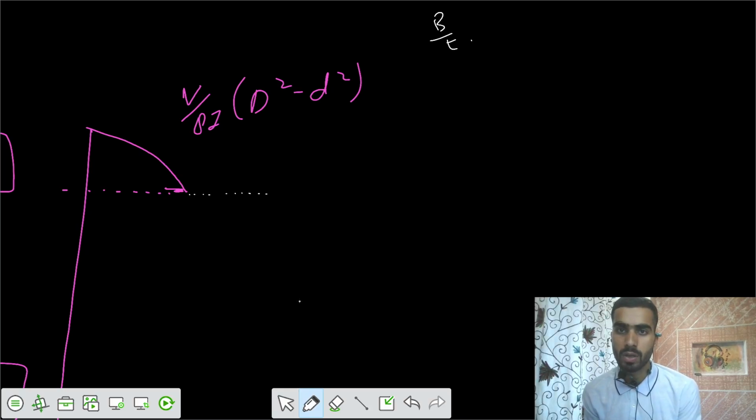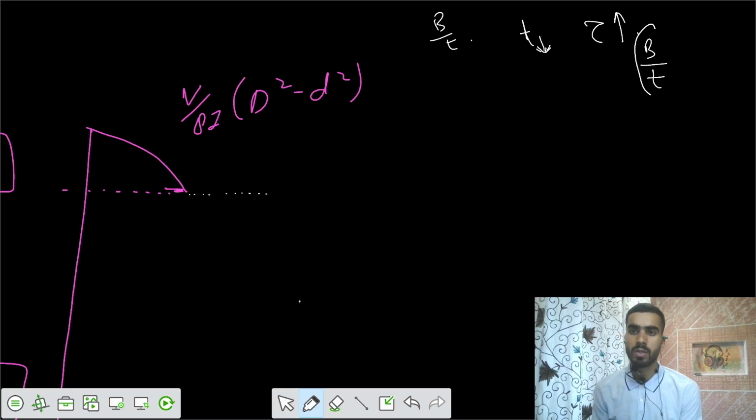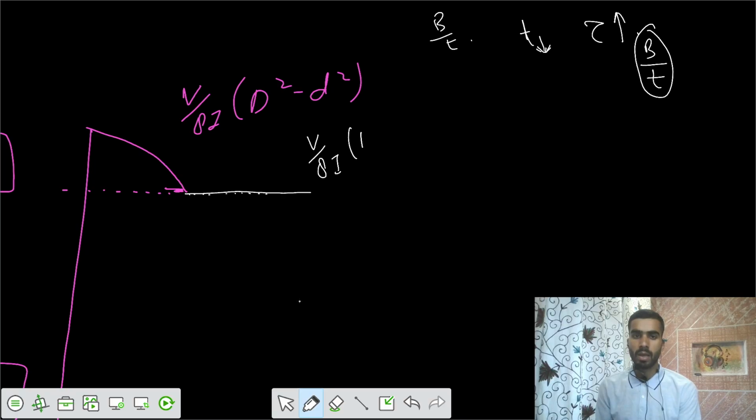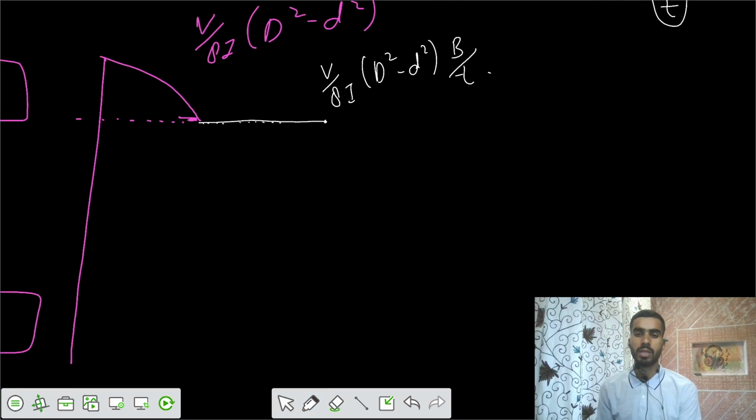That's the same value we got for the flange, but we have some factor of b by t, because your thickness decreases in the web. Because your thickness decreases in the web, that means your shear stress would increase by the ratio of the width in the flange divided by the width in the web. So this factor we have to multiply for the first part. So we can call this final value V by 8I, d square minus d square, into b by t.